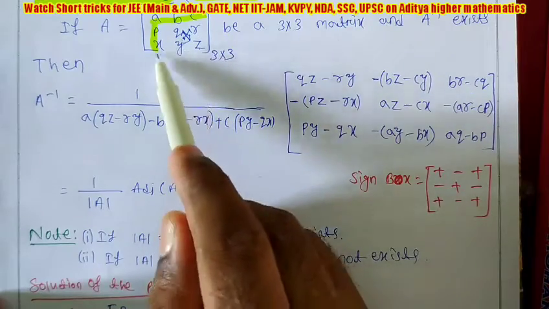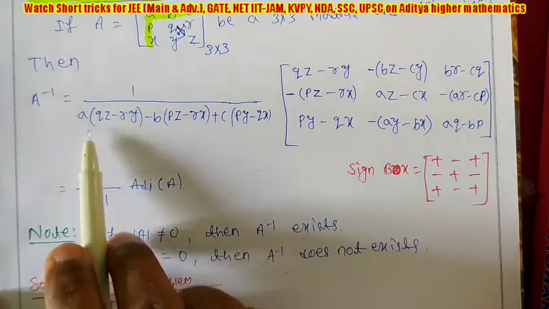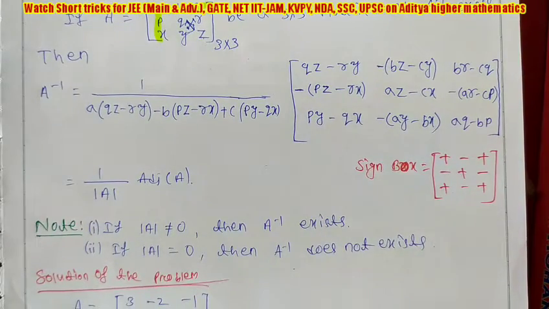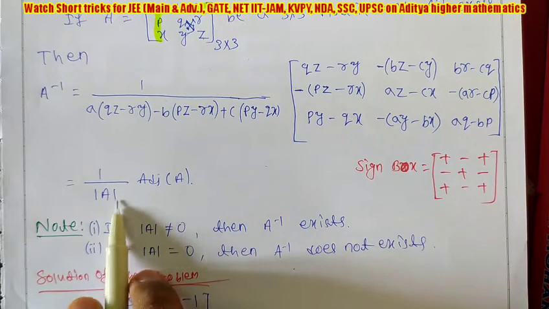Similarly for C, delete the first row and third column. What do we get? Py minus Qx. And you multiply A, B, C and write this. This is simply called the determinant of A.